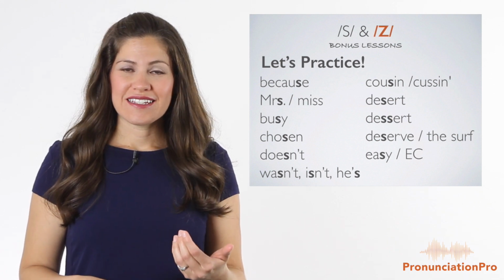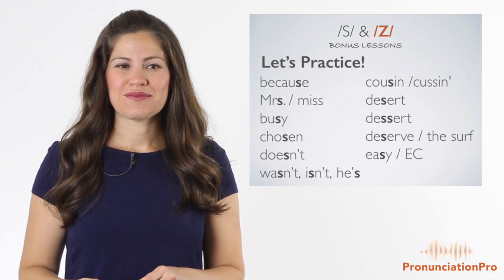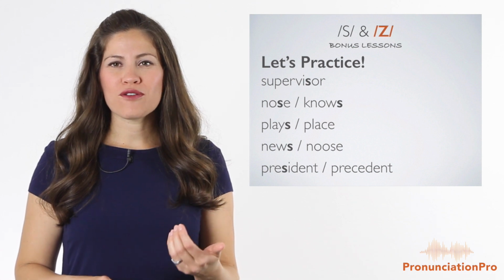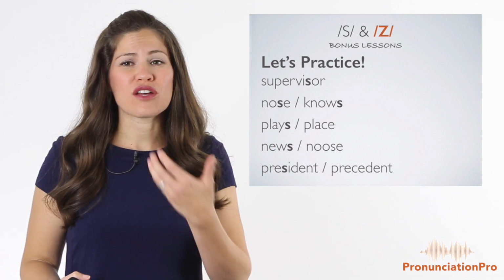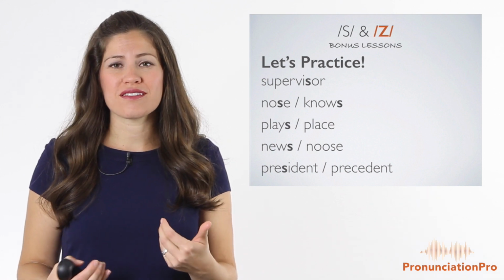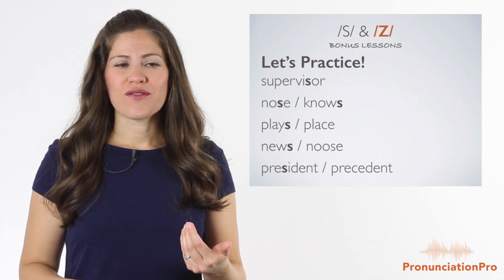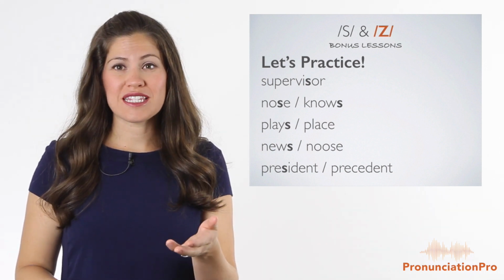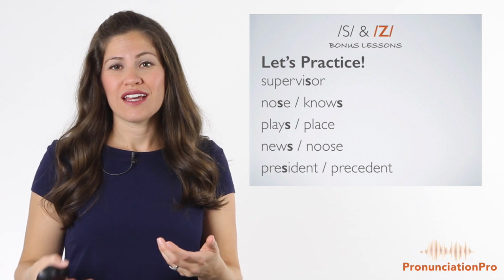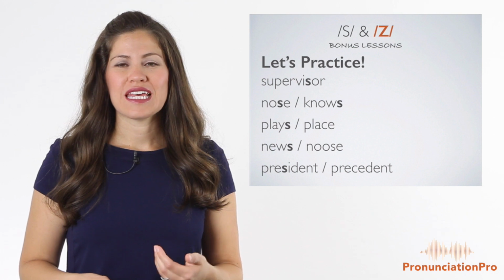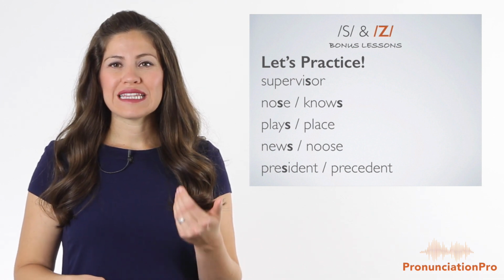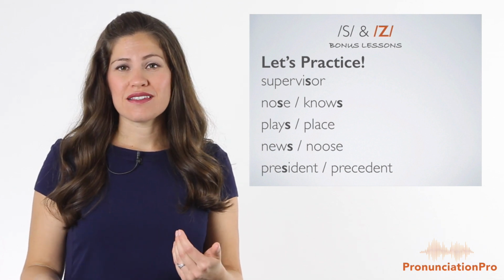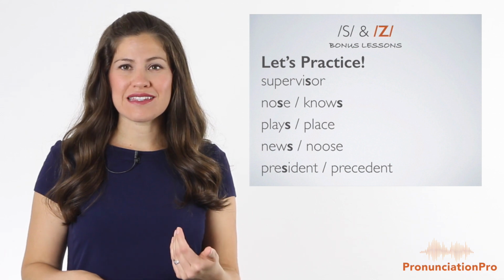And then easy. Okay, one more set here. Supervisor. And again, we're overemphasizing these because I really want you to practice turning on that voice. Supervisor. Nose. Which is going to be the same pronunciation as nose, like he knows everything. Plays, plays. If you don't get that Z at the end, it's going to sound like place, place, okay? Plays, plays.